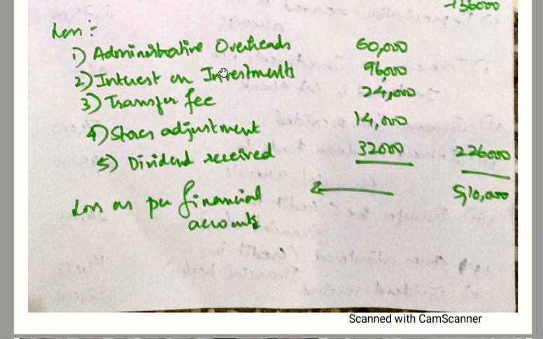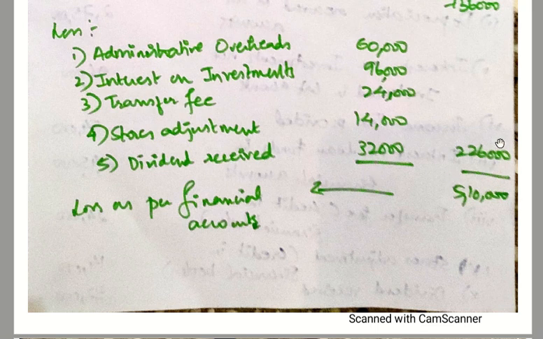Now we will minus all the incomes and the overheads over absorbed. So administrative overheads over absorbed 60,000 added, minus it. Interest on investment is an income, minus it. Transfer fee 24,000 minus it. Interest on investment is 96,000. Stores adjustment is 14,000 minus it. Financial adjustment, dividend receipt is income, we will minus it. Just we are reversing here, 32,000.